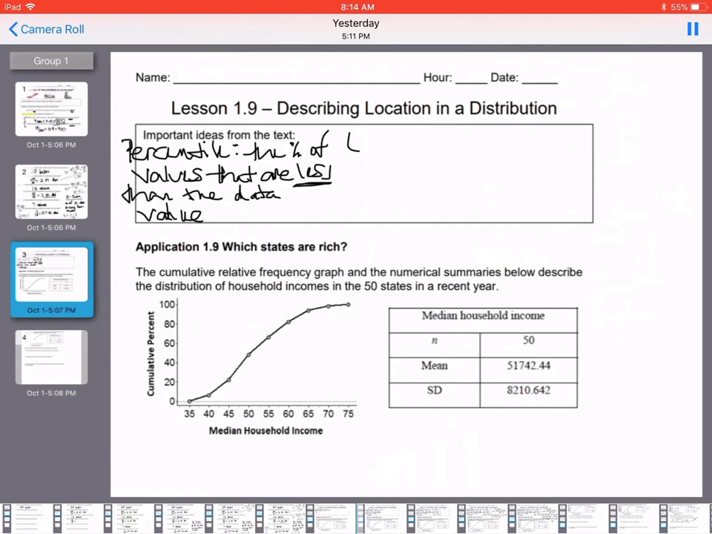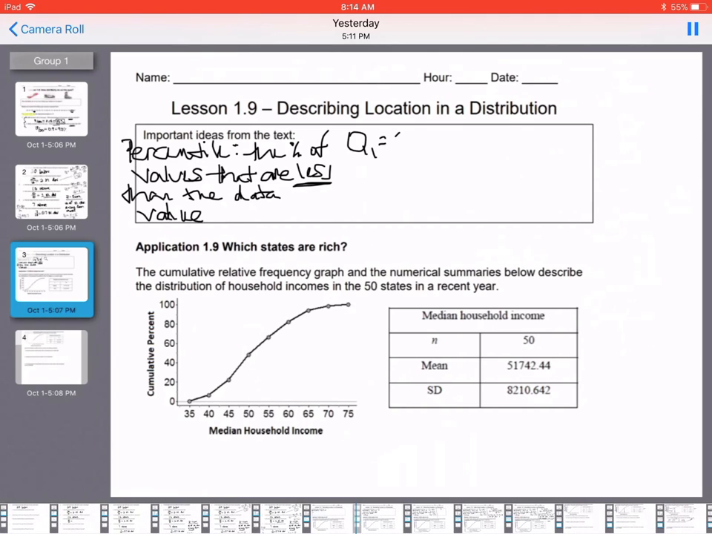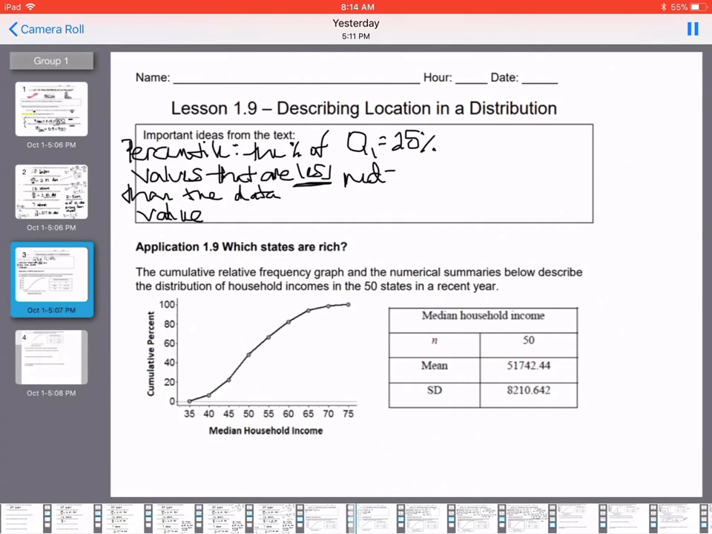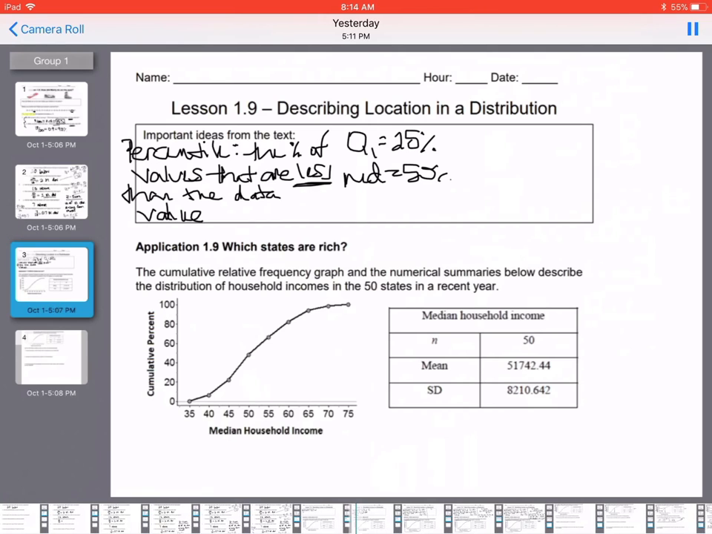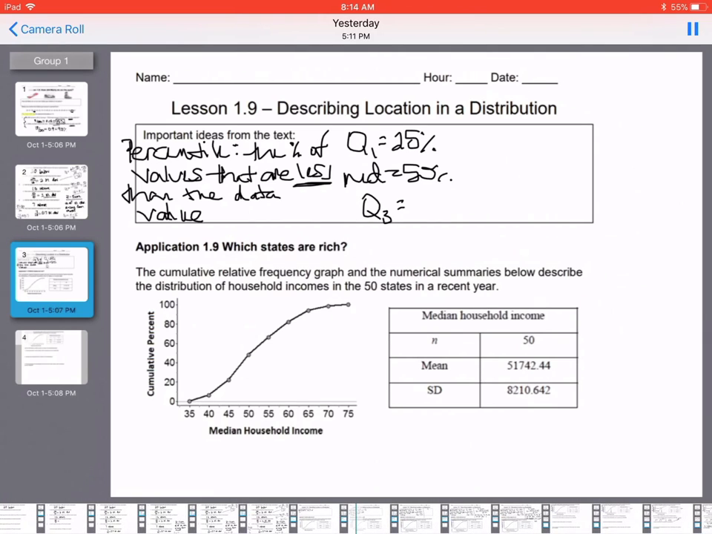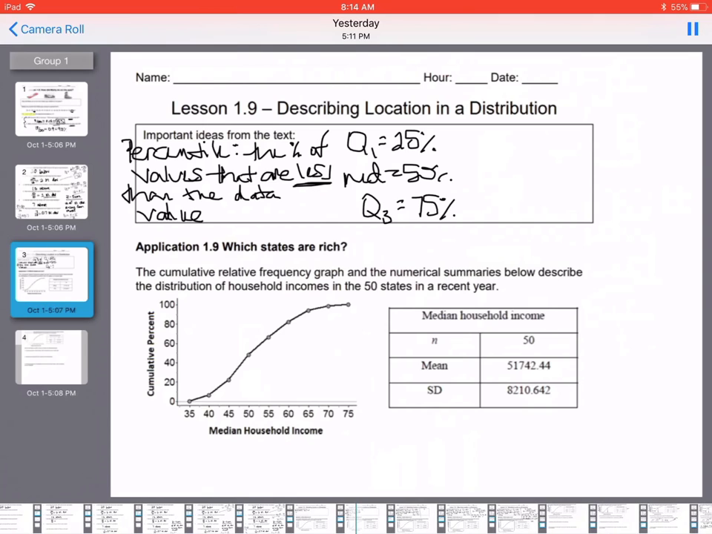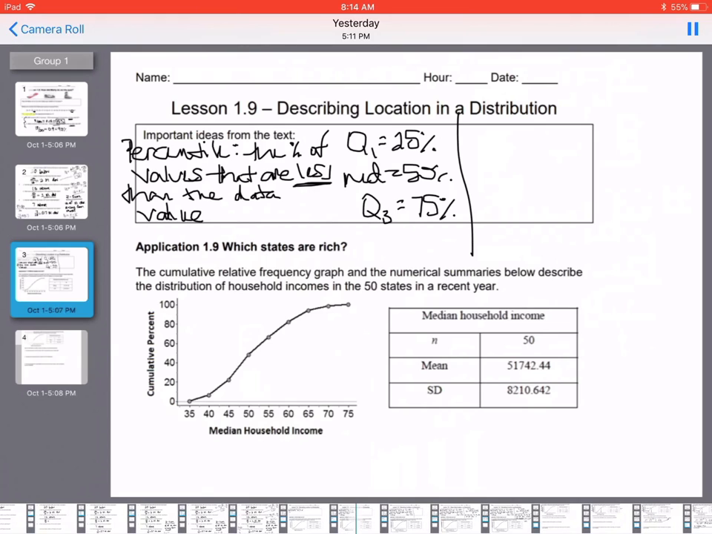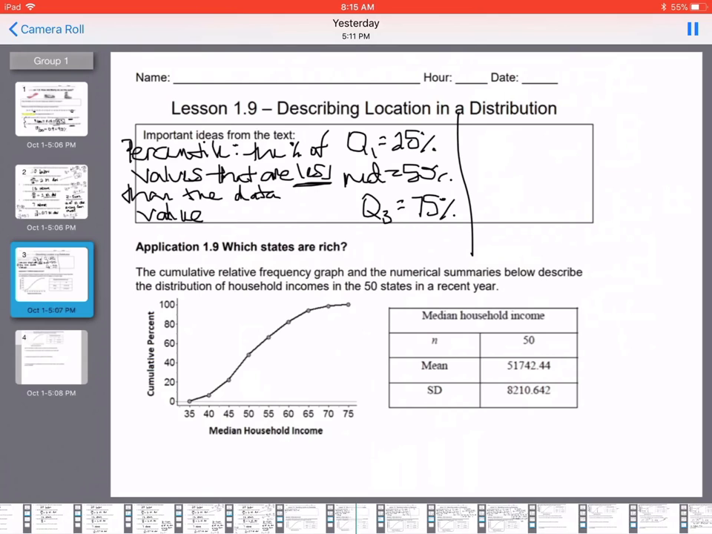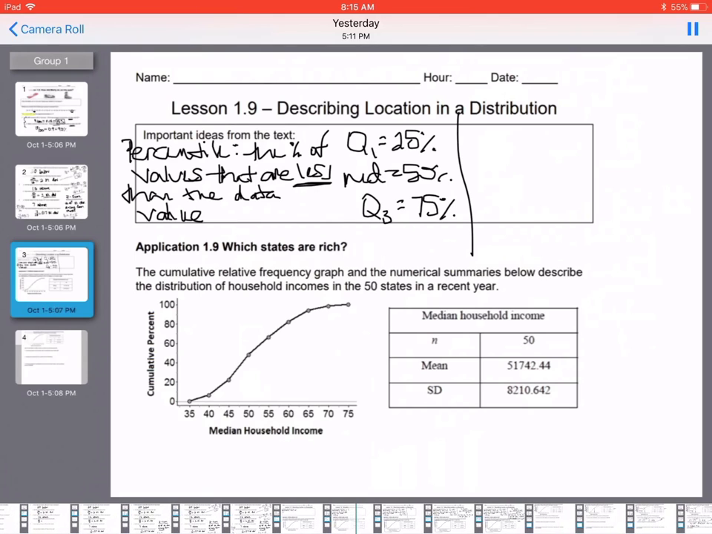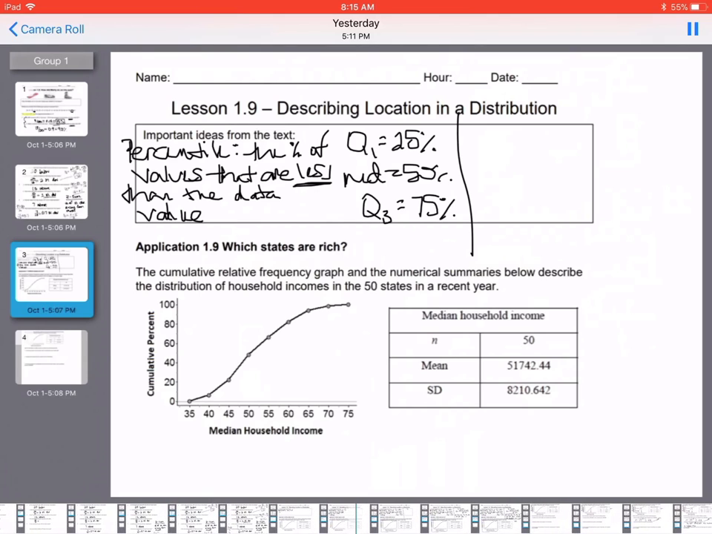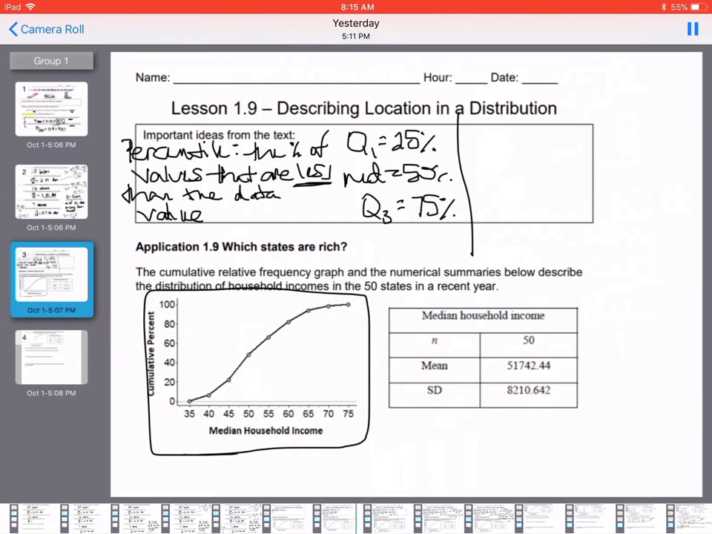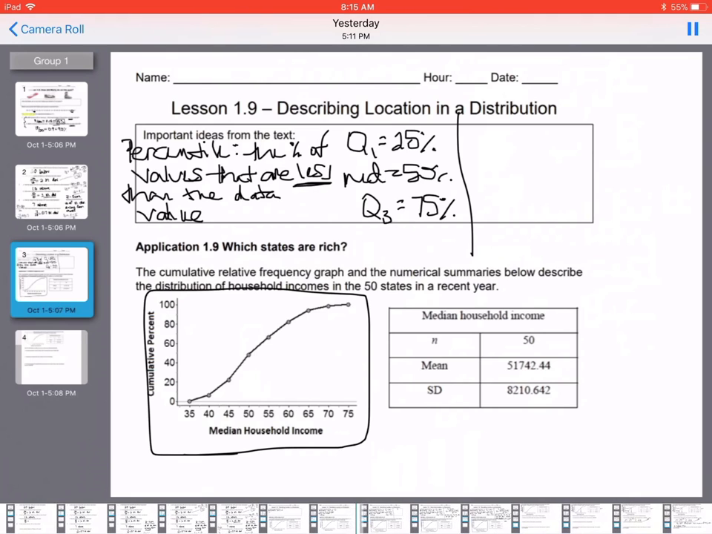Some percentiles: Q1, that's 25%. The median is 50%. And then Q3 is 75%. Hopefully that makes sense. If it doesn't, just let me know and we can talk about it or figure it out. Another important idea is the percentile graph. It kind of looks like what we see below here. This graph right here is a percentile graph. So that's another important part of the text.